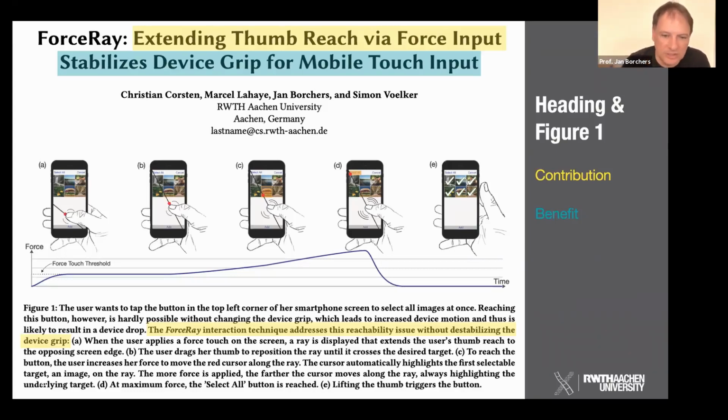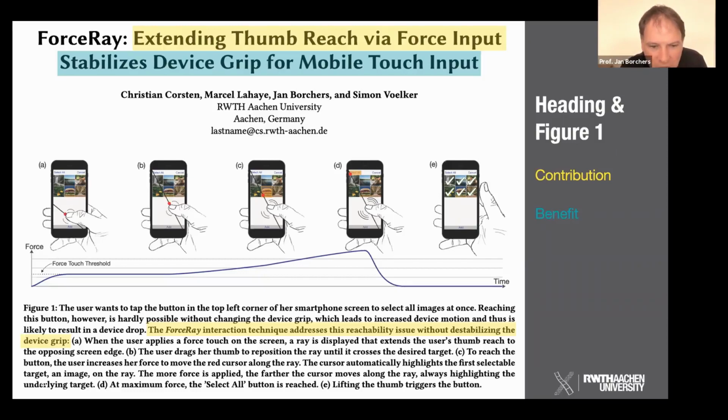So here in figure 1, we can see, we highlighted this here, that the ForceRay interaction technique addresses this reachability issue without destabilizing device grip, right? So the graphic shows us somebody is touching down with their finger, then they're moving it around, moving this weird ray, then they start pressing harder and harder, shown by these increasing arrows there. And as they press harder and harder, this little dot seems to move out to a target. The target highlights.